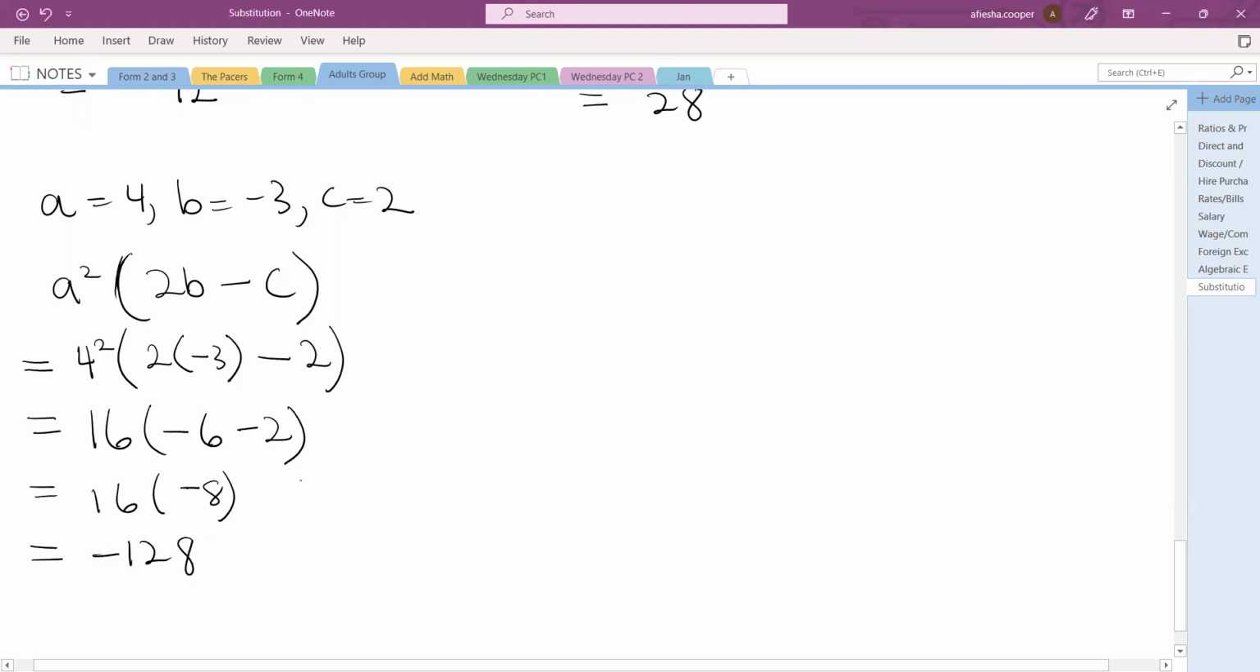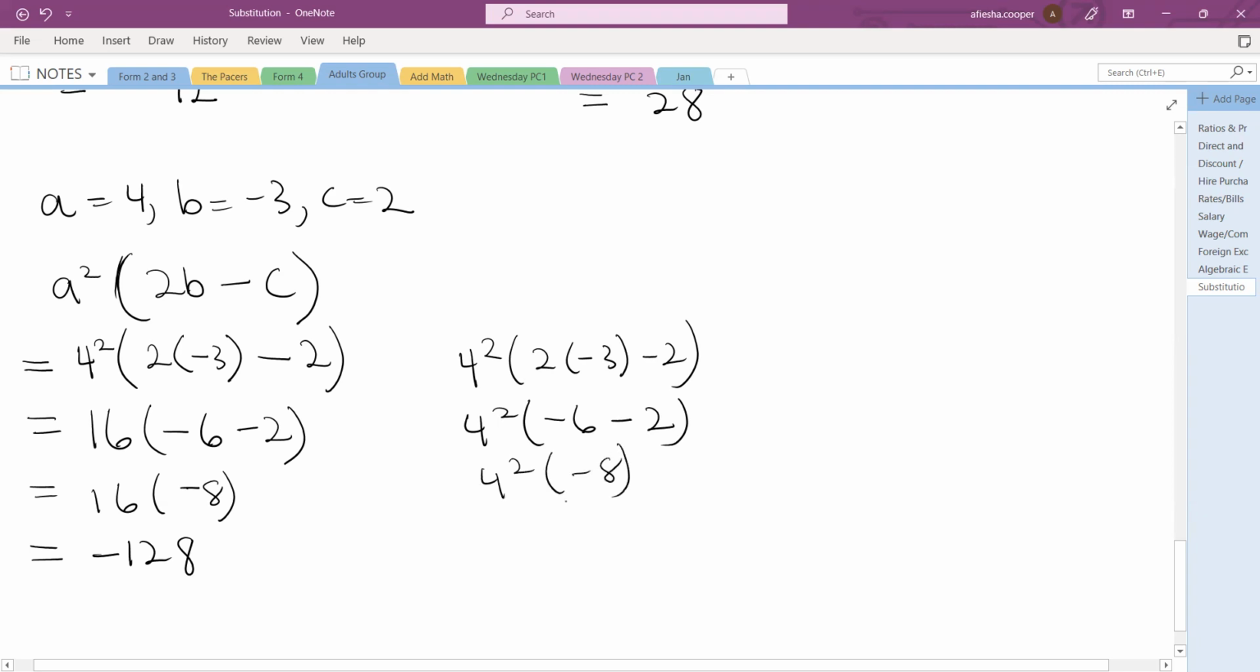Now to answer your question about this, if I have 4 squared by 2 by -3 minus 2, and I come now and say 4 squared by -6 minus 2, 4 squared by -8, I'll still have to come and say 16 by -8, right? So it doesn't affect if I do it first or if I do it last in this particular question because there's a flow.